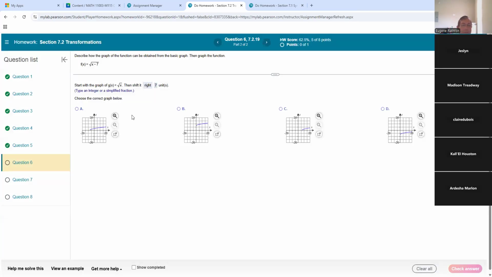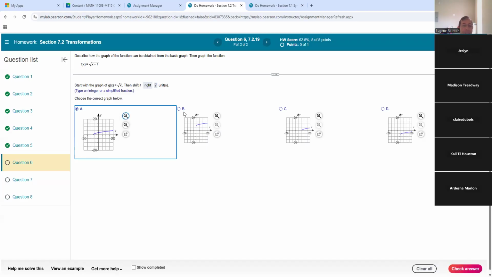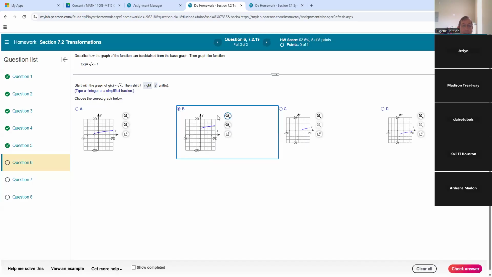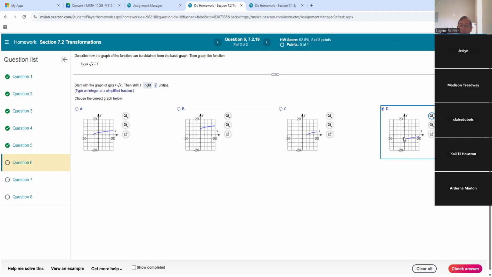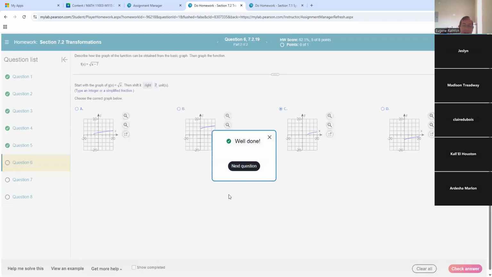So which one of these pictures went right? Well, A looks like it went left. B looks like it went up. C looks like it went right. And then D looks like it went down. So we went right 7. So we would highlight C. There you go. And check our answer, okay?